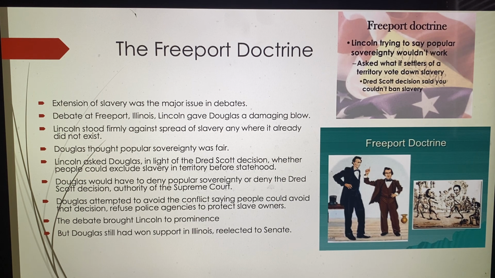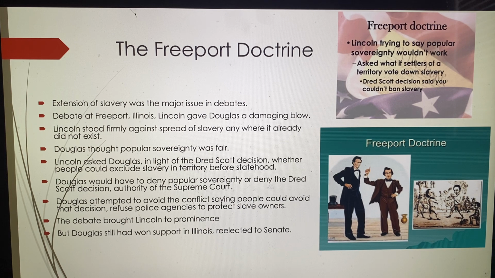And this was pretty confusing because he was actually denying the authority of the Supreme Court. So in saying popular sovereignty is okay, he was saying that the Supreme Court decision was not good and we should just not even follow the Supreme Court. So that was the discrepancy. He was walking on a tightrope in trying to describe how the United States should put popular sovereignty in place, even to the point of denying the Supreme Court. And so Douglas attempted to avoid the conflict, saying that people could avoid the decision, and refuse police agencies and protect their slave owners. So he was trying to go around and say that he believed popular sovereignty would work, and Lincoln was saying, it's not going to work, especially in the light of the Supreme Court decision.